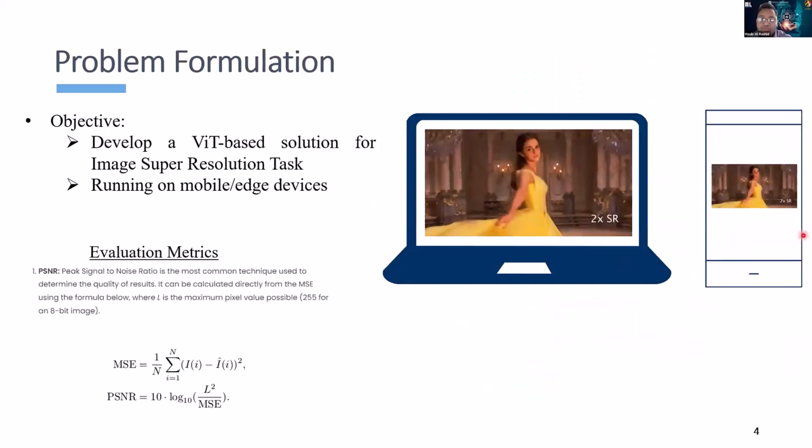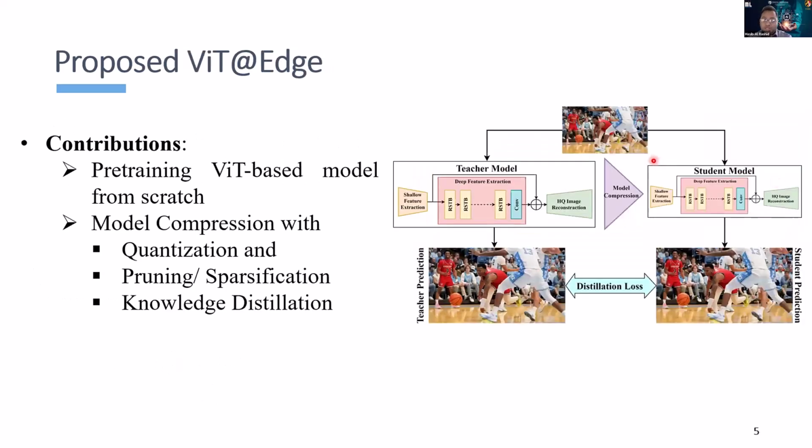Building on the momentum from our previous discussion, we want to develop a ViT-based solution for the image super resolution task, which can be edge deployable. Our evaluation metric for this particular task would be peak signal to noise ratio, also known as PSNR. So the main contribution of this work is pre-training ViT-based foundation models from scratch, and then compressing the pre-trained model with quantization, pruning or sparsification, and knowledge distillation.